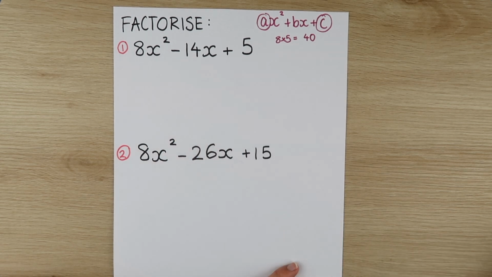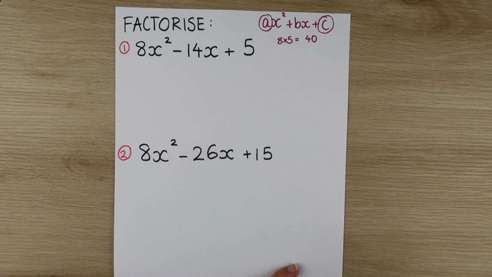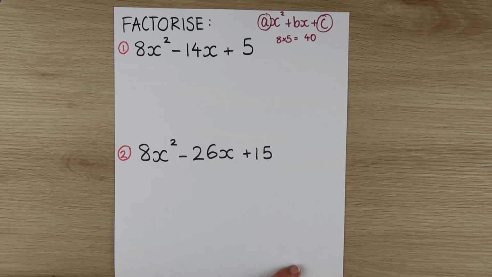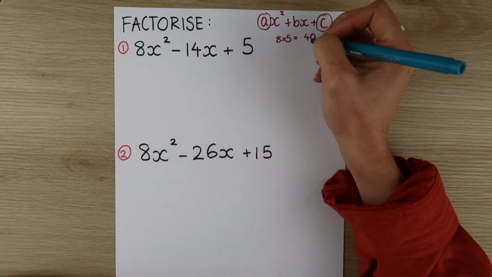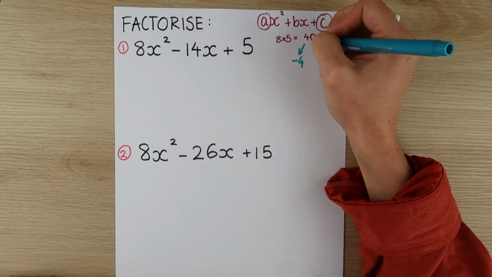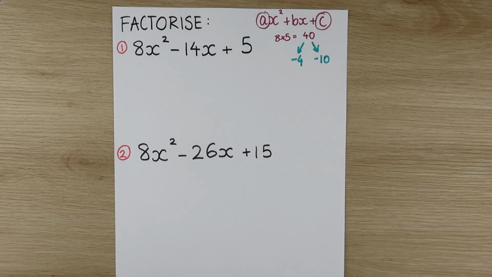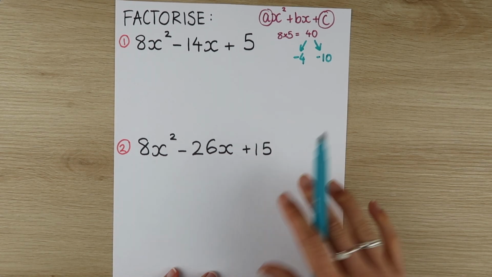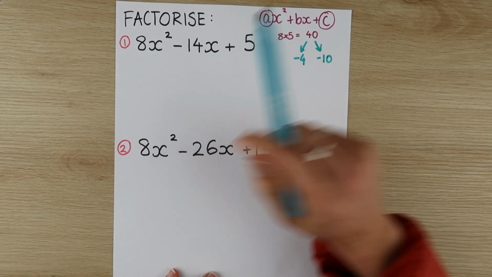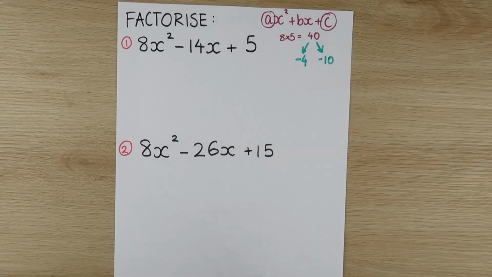Now this is one of the things that students really struggle with, is coming up with the factors. Again, you just really need to learn your times tables off by heart to help you with this. So those two are negative 4 and negative 10. Just checking, they add together to make negative 14 and multiply together to make positive 40. So we're on the right track.